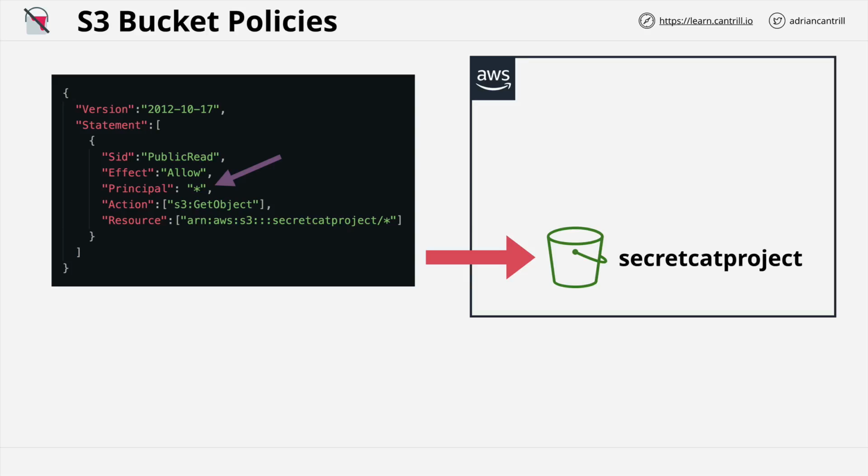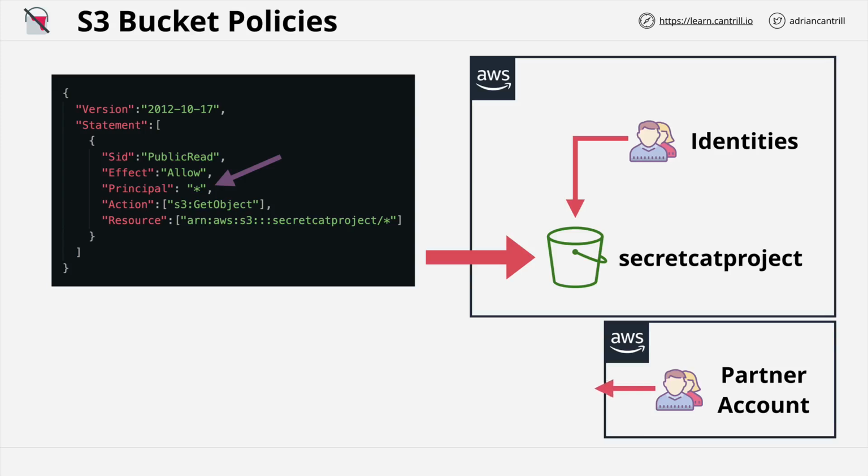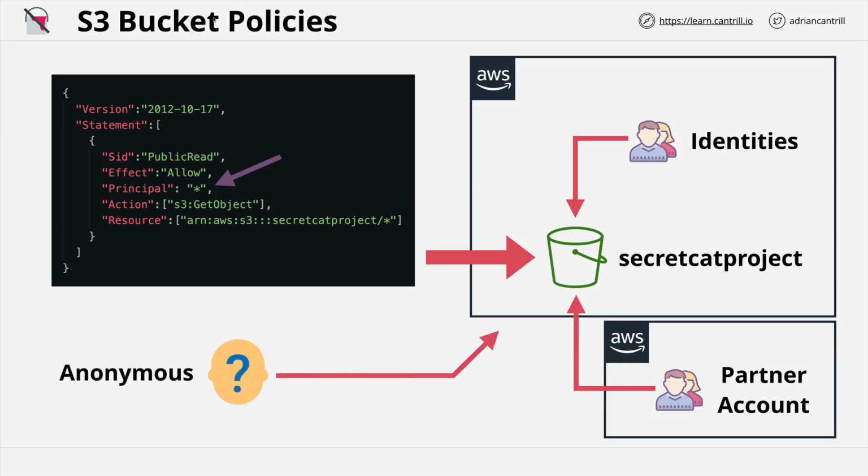So this would equally apply to identities in the same AWS account as the bucket. It could also apply to other AWS accounts, so a partner account. And crucially, it also applies to anonymous principals, so principals who haven't authenticated to AWS. Bucket policies should be your default thought when it comes to granting anonymous access to objects in buckets, and they're one way of granting external accounts that same access.